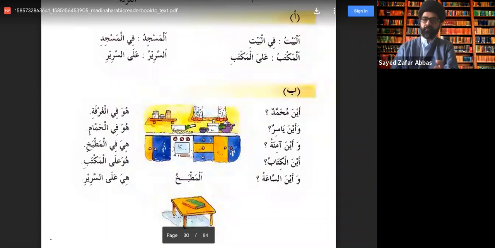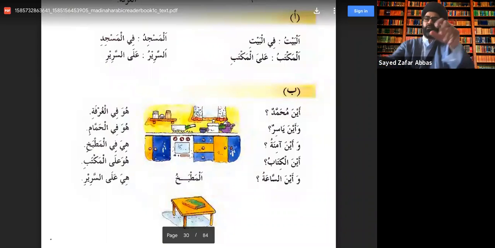And where is Yasir? Huwa fil hammam. He is in the bathroom. Wa Aina Amina? And where is Amina? Hiya fil matbakhi. She is in the kitchen. Aina al-kitab? Where is the book? Huwa ala al-maktabi. It is on the table. Aina as-sa'a? Where is the watch? Hiya ala as-sarir. It is on the bed.